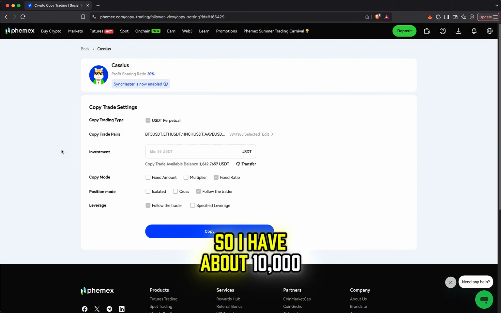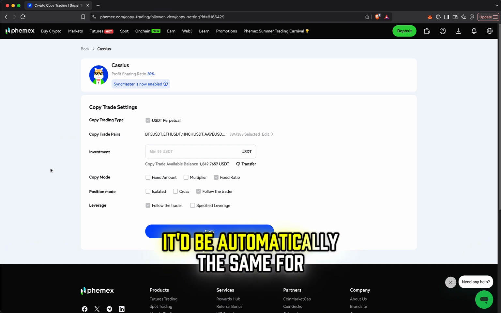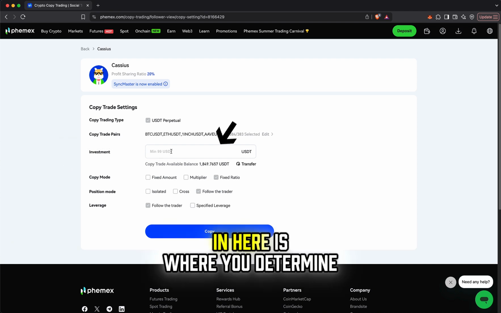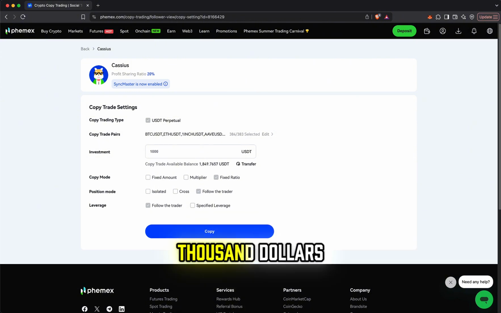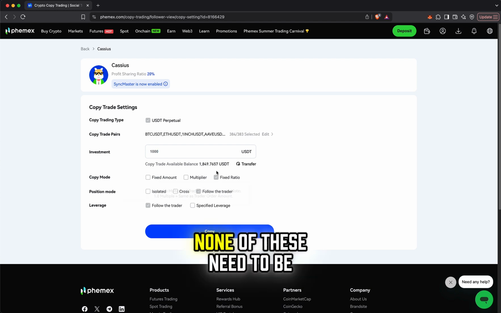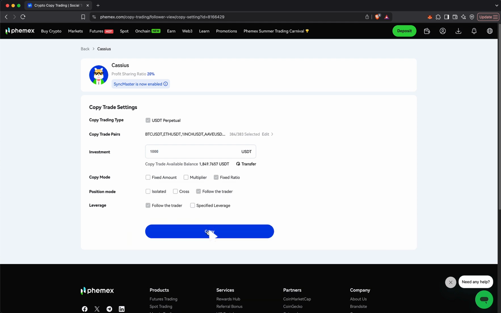So I have about $10,000. 10% of that would be about $1,000 you could put on a trade. It'd be automatically the same for you. In here is where you determine how big of a bankroll you want to put in. The minimum is $99. You could put in, say, $1,000. None of these need to be checked. Very straightforward. You just click copy.